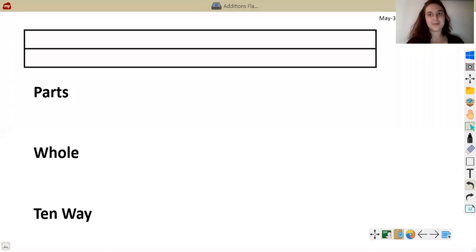Today for math, we're going to do some different exercises to figure out the parts, the whole, and even how to say it the 10 way. So let's go ahead and get started.